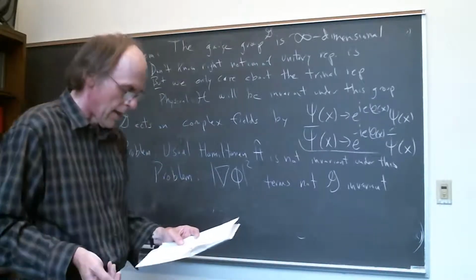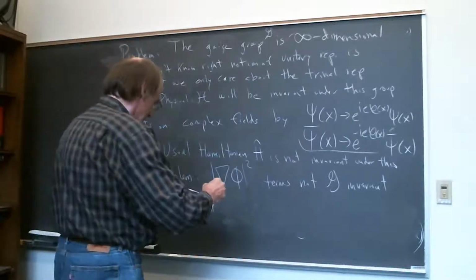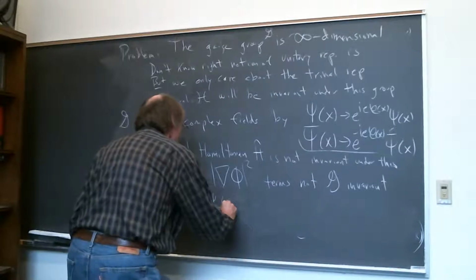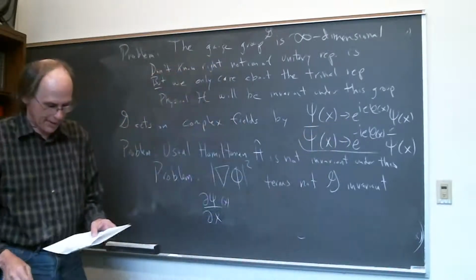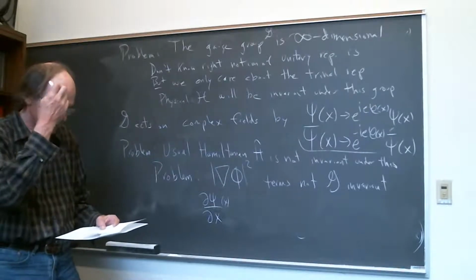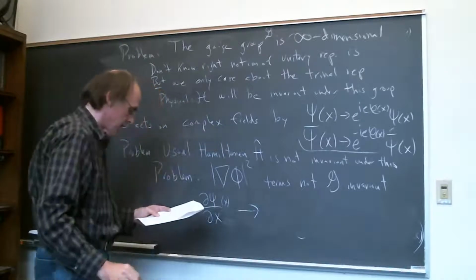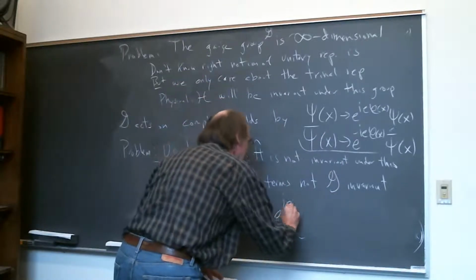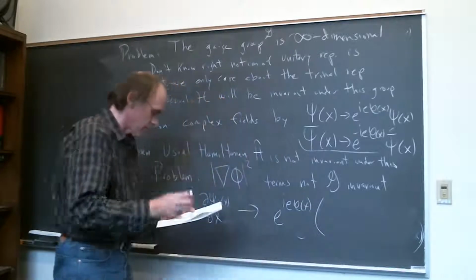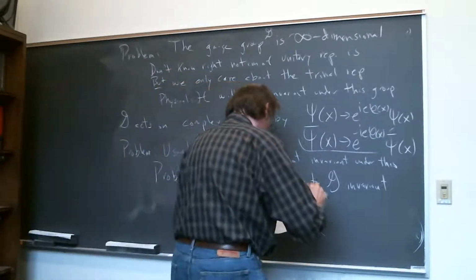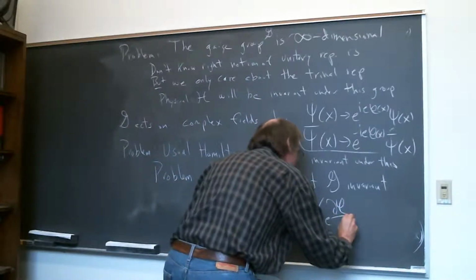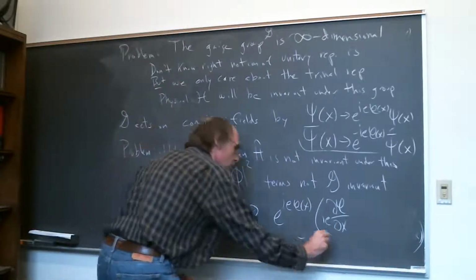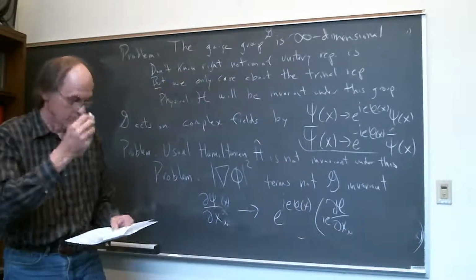So it turns out the way to fix this... and actually I guess I calculated this thing here. So the derivative dφ/dx of x, if you make that change, you end up with an e to the iφ(x) times an (∂_μ + i ∂_μφ) term.